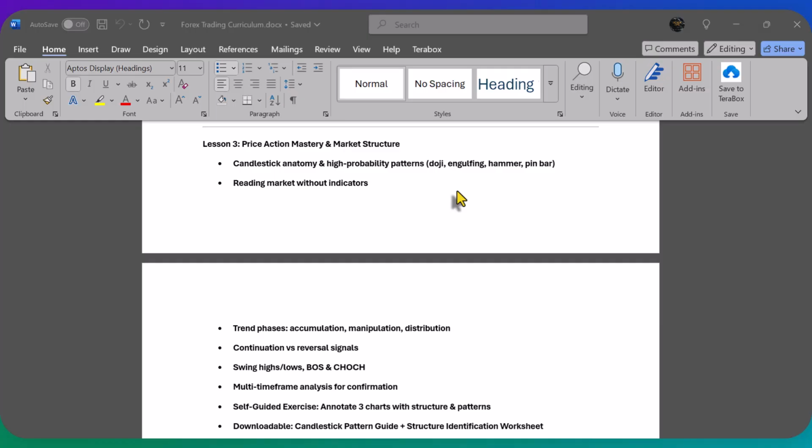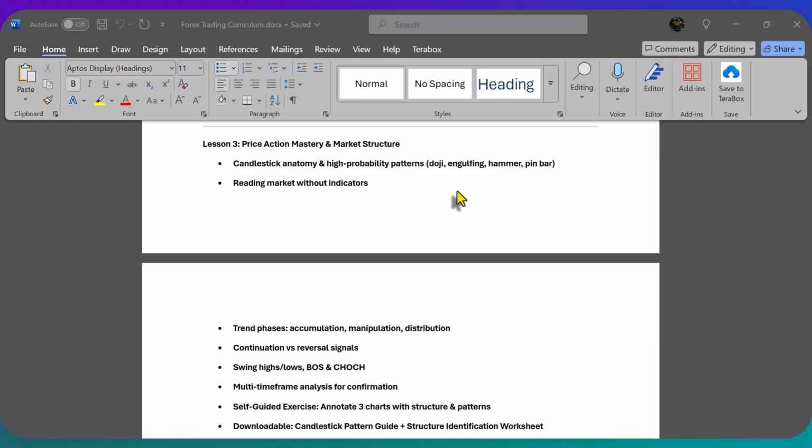You see, a lot of traders rely heavily on indicators, but the truth is indicators actually lag. They only react after price has already moved. But when you understand price action and structure, you are ready to read the raw language of the market.